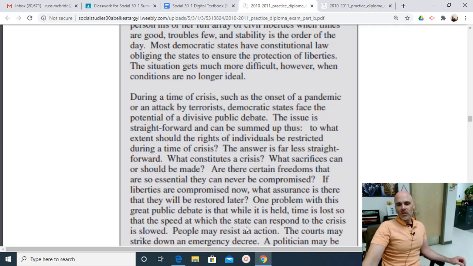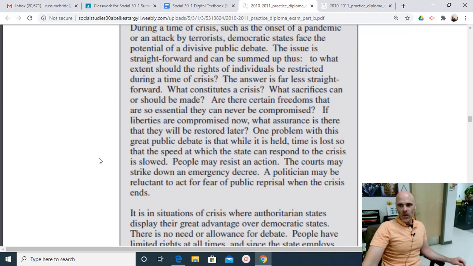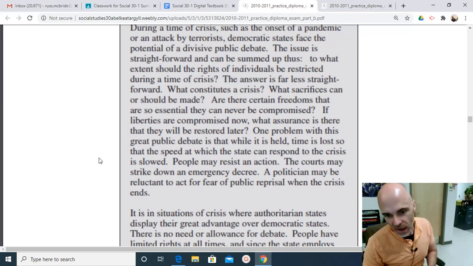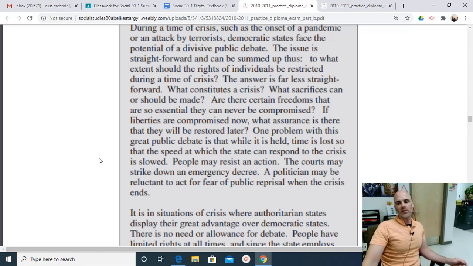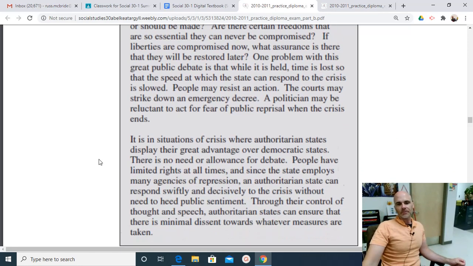One problem with this great public debate is that while it is held, time is lost so that the speed at which the state can respond to the crisis is slowed. People may resist an action. The courts may strike down an emergency decree. A politician may be reluctant to act for fear of public reprisal when the crisis ends.